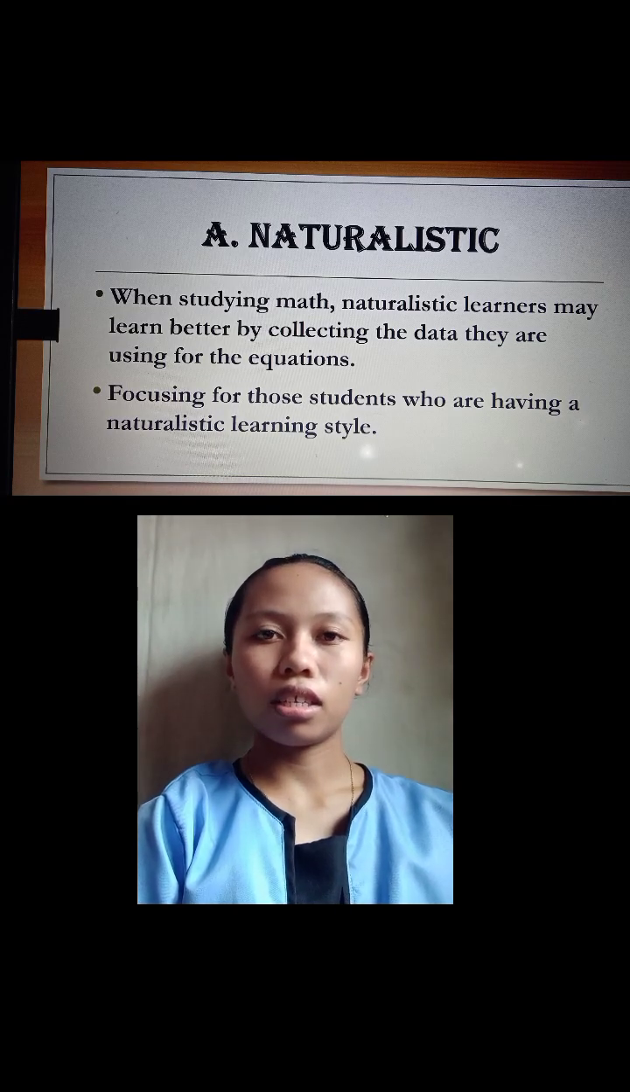It is focusing on students who have a naturalistic learning style, because as students, we learn in different ways. Some prefer to study outside or inside a classroom. Some are at the seaside and some are in the mountains, under the trees and many more. But in this strategy, the learners are within nature.